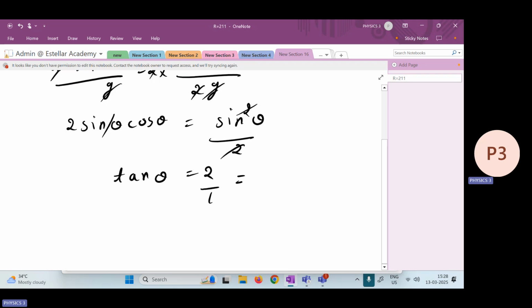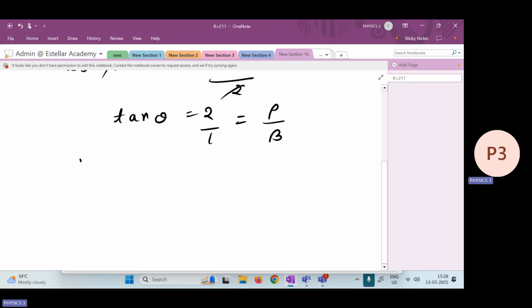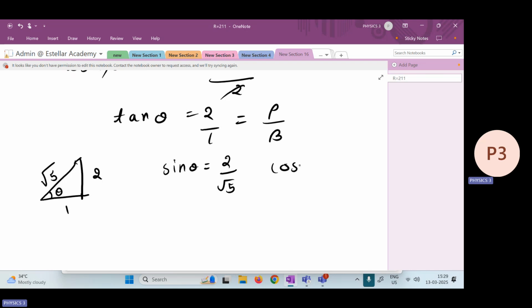So from the right angle triangle, we can write it as perpendicular upon base. So if we make this right angle triangle, then if this would be 2, this would be 1, then this would be under root 5. So if this is theta, then sin theta will be 2 by under root 5, and cos theta would be 1 by under root 5.